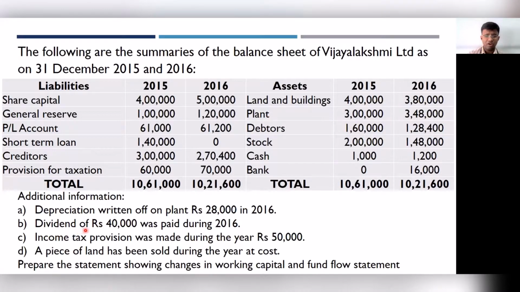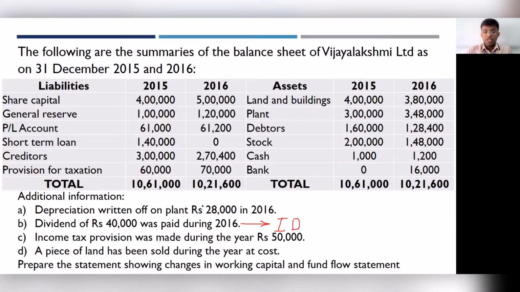Next one is dividend of rupees 40,000 was paid during 2016. Whenever dividend is mentioned in the adjustment, please remember this is nothing but your interim dividend. What is interim dividend? Dividend paid during the course of a financial year. Final dividend is what gets paid at the end of the financial year. Here, since the dividend is mentioned as an adjustment, it would be interim dividend.